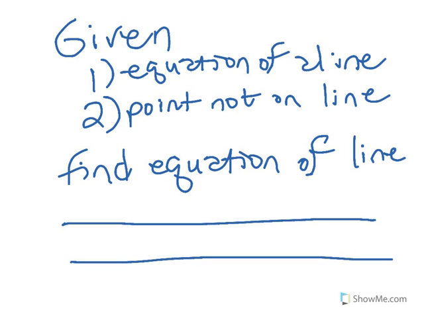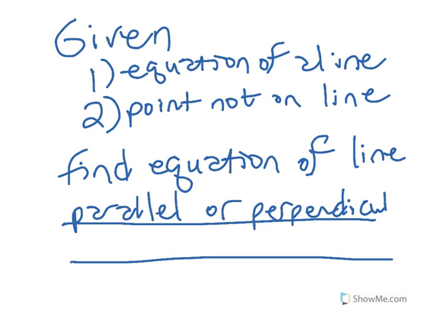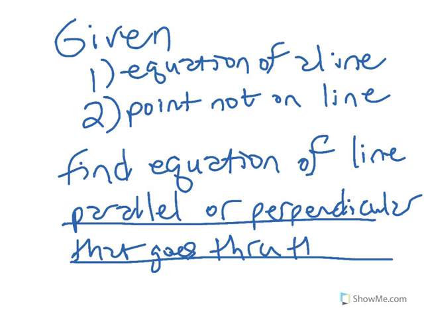Given that information, you'll be asked to find the equation of another line that is either parallel or perpendicular to the given line that goes through the point. These problems are common, and they're going to be the special focus of my next two examples. I'll do one with parallel and one with perpendicular.